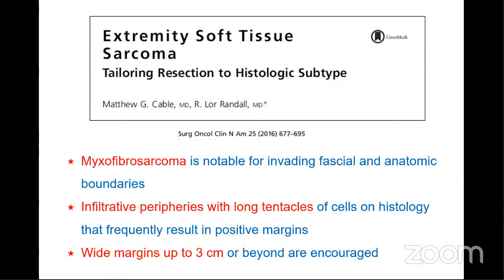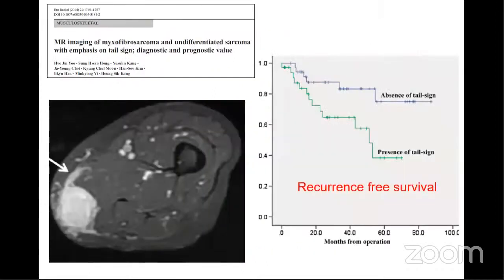These are the tumors that are notable for invading facial and anatomic boundaries. They have infiltrative peripheries, and therefore margins of up to 3 centimeters or more are encouraged to what we describe as acceptable adequate margins. And that is because most of these myxofibrosarcomas have a so-called tail. And if you don't identify that tail and actually go through it, then you're in trouble.